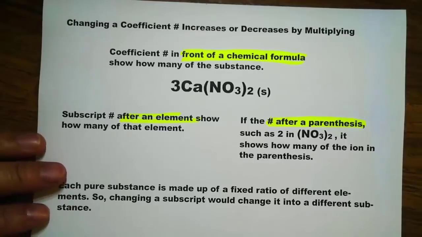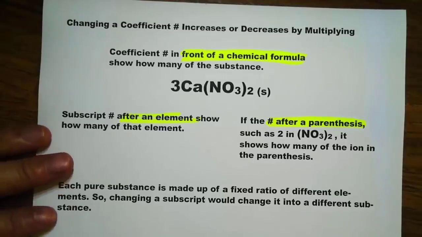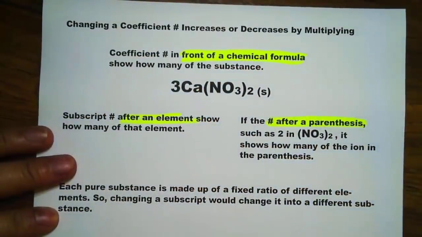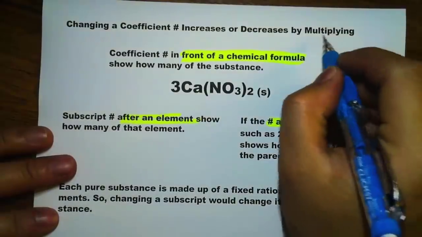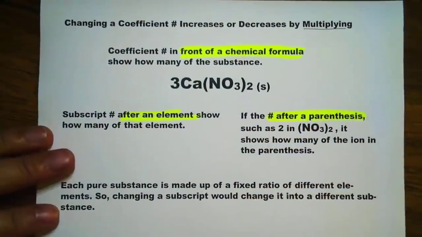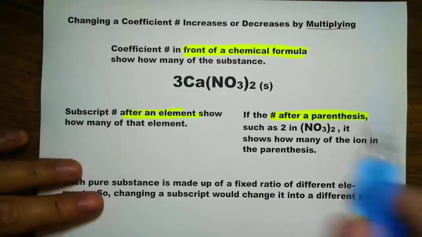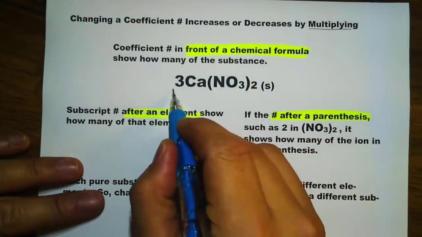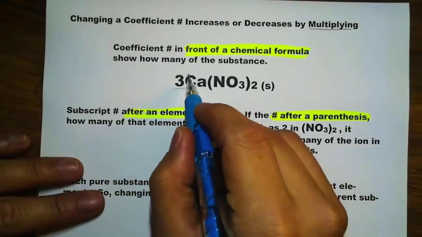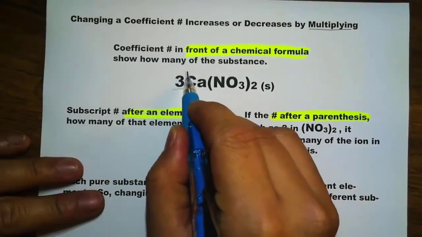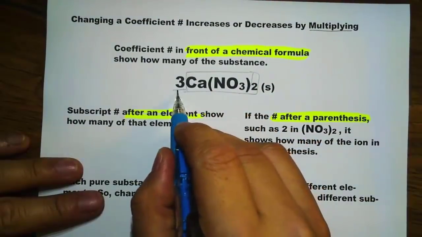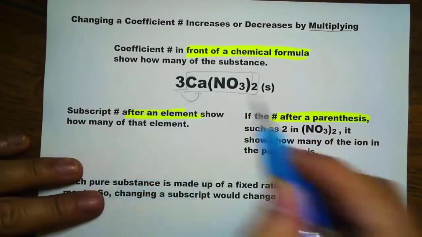In this lesson, we are going to look at how changing a coefficient number increases or decreases the number of moles in a chemical formula by multiplying by that coefficient number. So let's review. The coefficient is the number in front of a chemical formula, right? And like in this case we have 3. It tells us how many of that substance. So how many of this substance? In this case that's 3, so that tells you there are 3 of that substance.